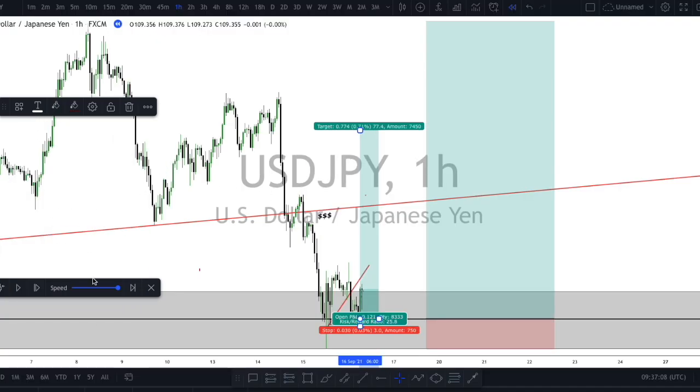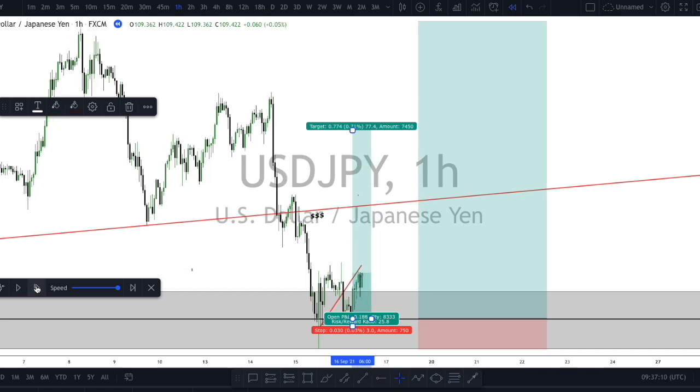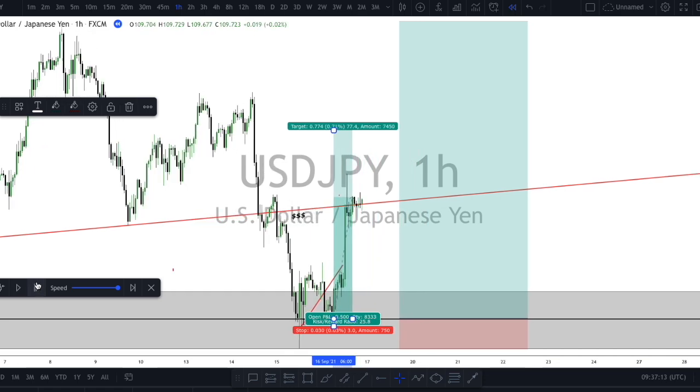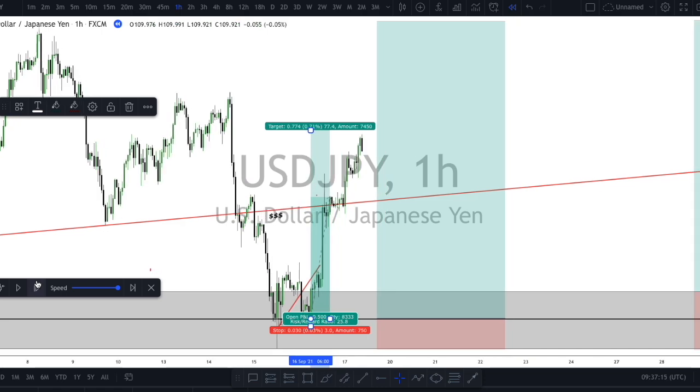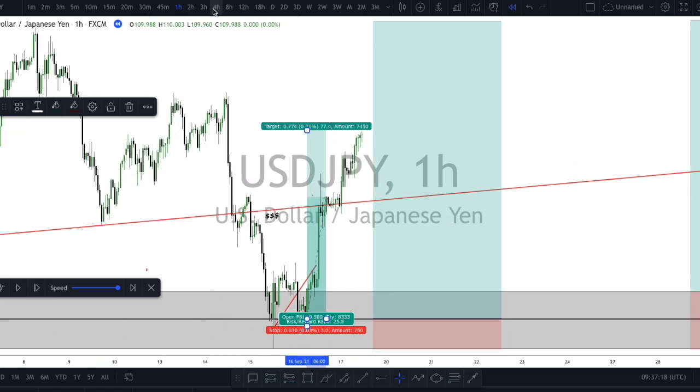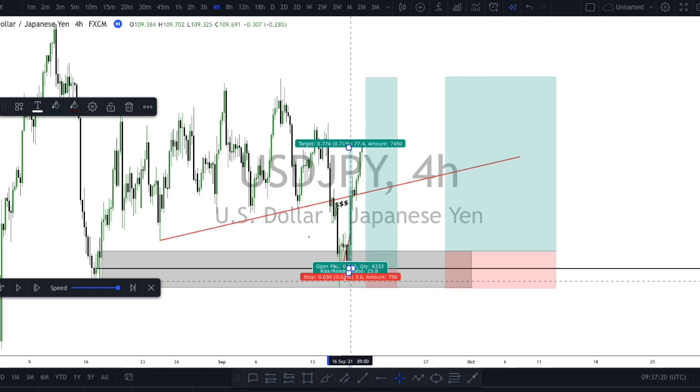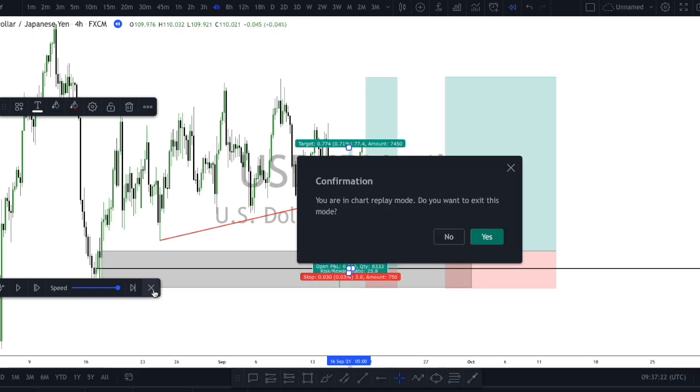Now let's go to the 1 hour time frame and just exchange it up. So price continues to go higher, continues to go higher. In fact, at the end of the week, you will actually see what really happened. Now let's go back to the 4 hour time frame and just play all this to the end.